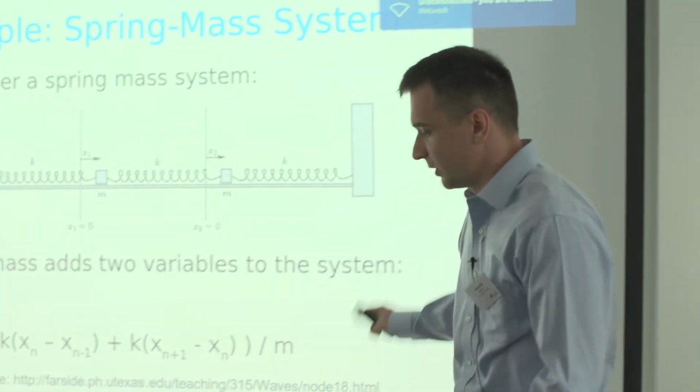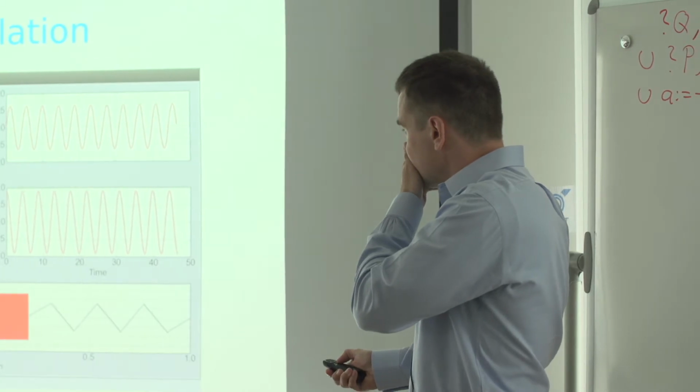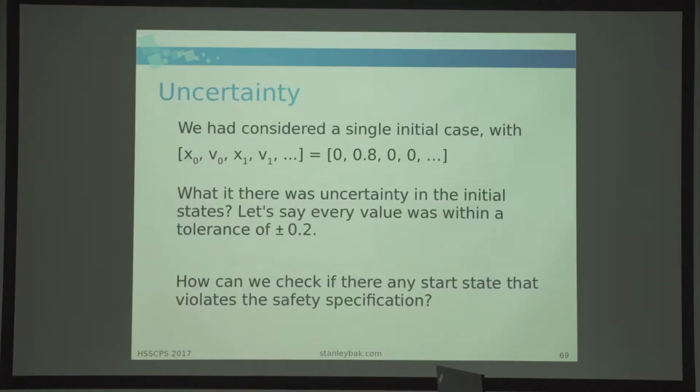This was the dynamics, so it's a linear system and no inputs right now. Right? So what about uncertainty? Simulation is great when you don't have any uncertainty in your system. In this case, rather than considering a single initial state, what if we actually could only measure this to a certain precision? So everything's within plus or minus 0.2. And so then the question becomes, can you check if there exists any initial state that violates the specification, subject to these uncertainties?